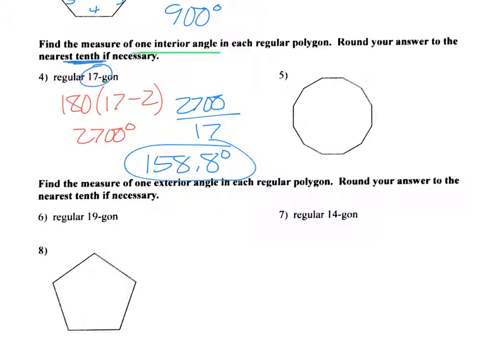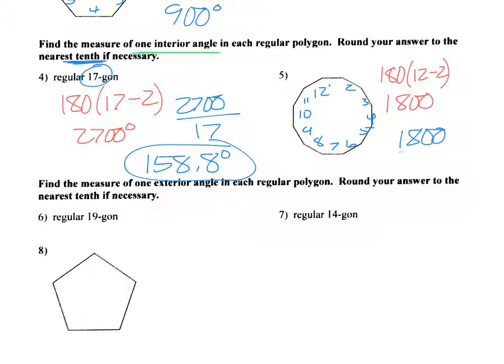Okay, what about number 5? First thing we're going to do, count the sides. 1, 2, 3, 4, 5, 6, 7, 8, 9, 10, 11, 12. So that's a dodecagon. So 12, and we do what we did over here, 180 times 12 minus 2. It's going to be 1,800. Then we take 1,800 and divide that by 12, and we get 150. So each one of those angles is 150 degrees.